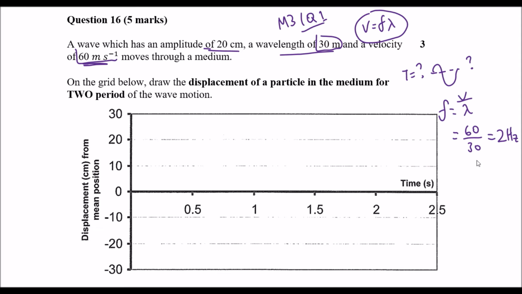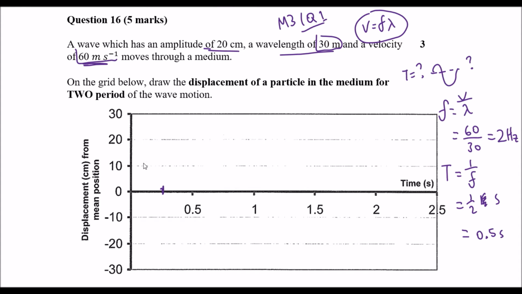In order to find the period for one wavelength, that's the inverse of frequency, so it's 1/2 seconds, which means for every 0.5 seconds, we'll have one wavelength of a wave passing through. Okay, so we can expect that it kind of goes sort of like so.